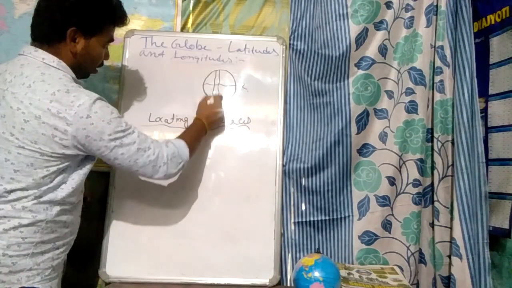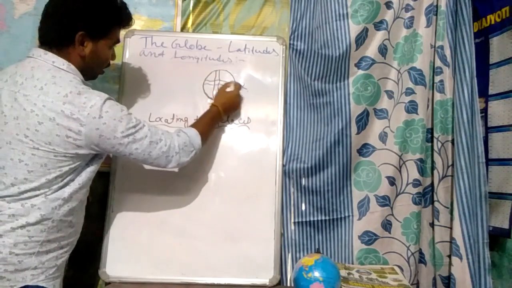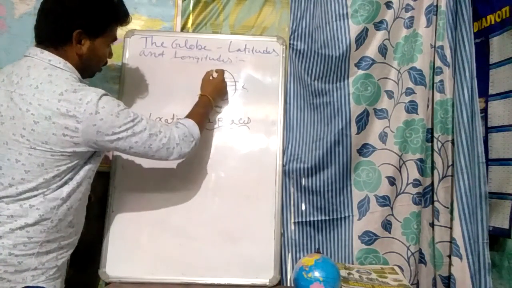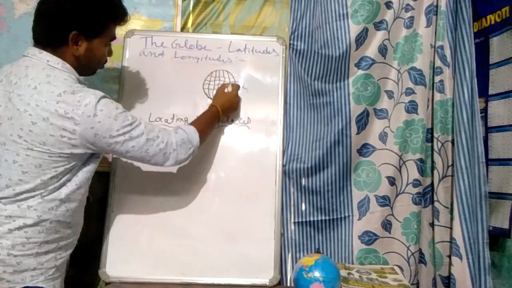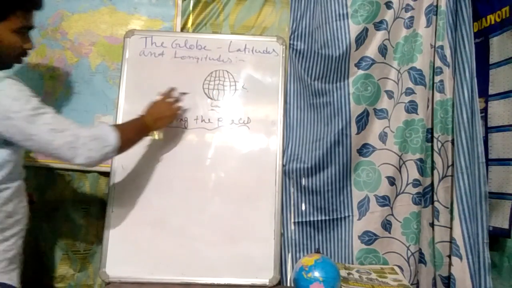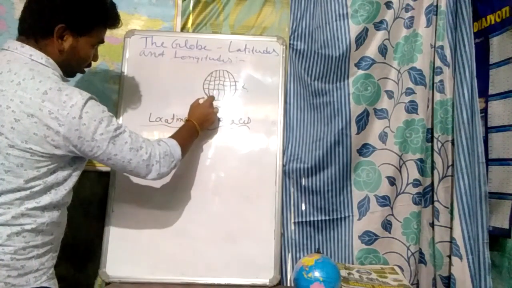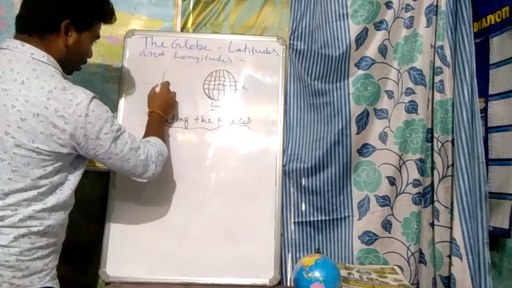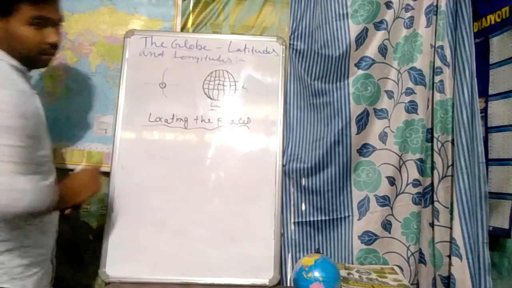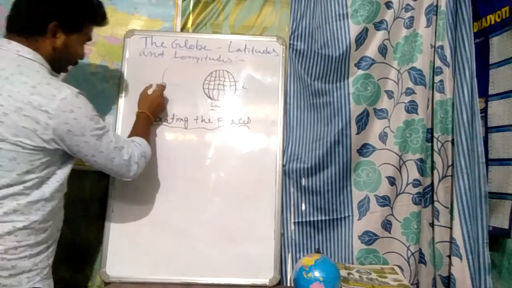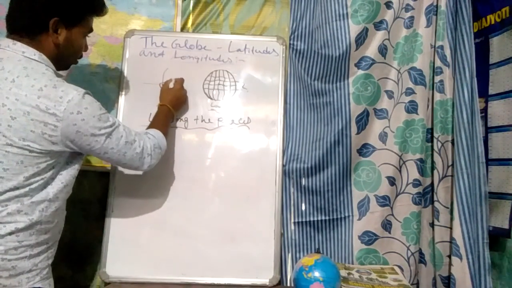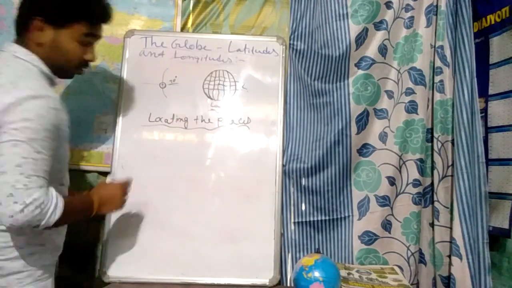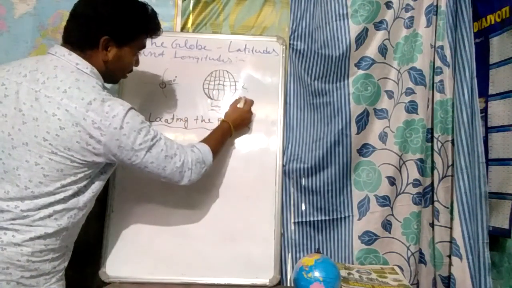These are the longitude and these are the latitude. Okay, these are the longitude. Where longitude and latitude intersect at a point, that makes a 90-degree angle. And this intersection of latitude and longitude is known as the Earth's grid.